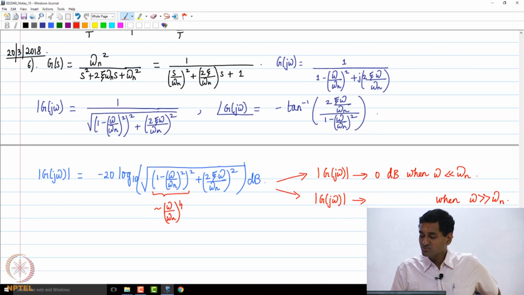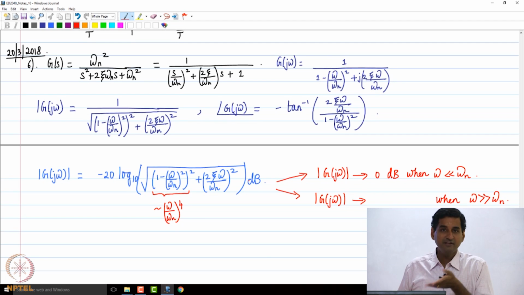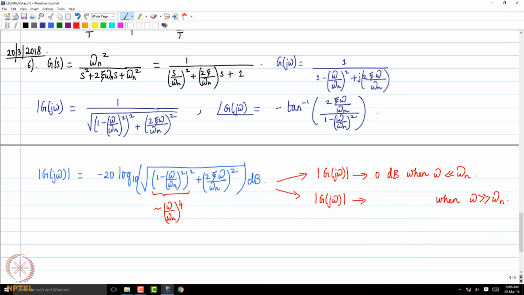The second term is 2 zeta omega by omega n whole square. Now, which term is going to dominate? The first term, omega by omega n to the power 4. When you take the square root of omega by omega n to the power 4, we get omega by omega n whole square. If I take the logarithm of that, I am going to get minus 40 log to the base 10 omega divided by omega n.